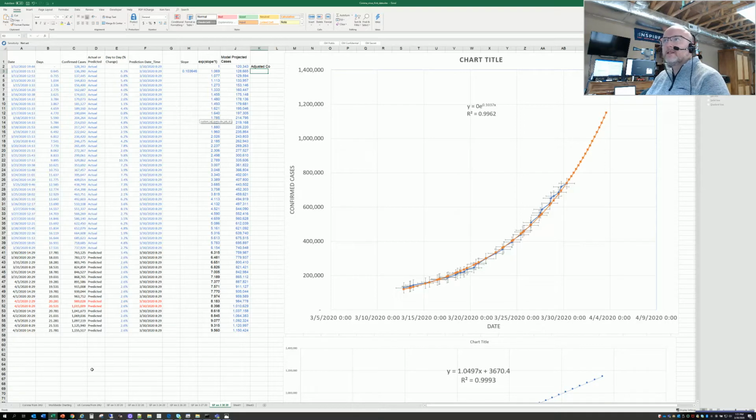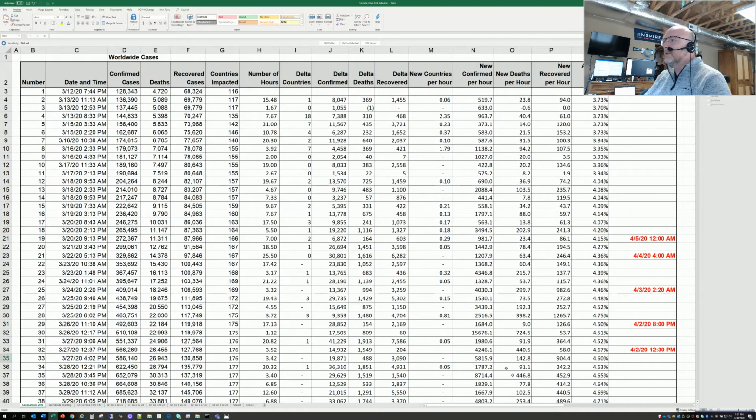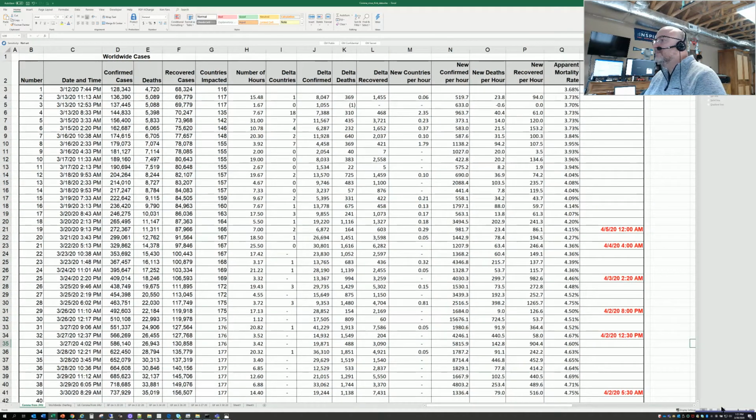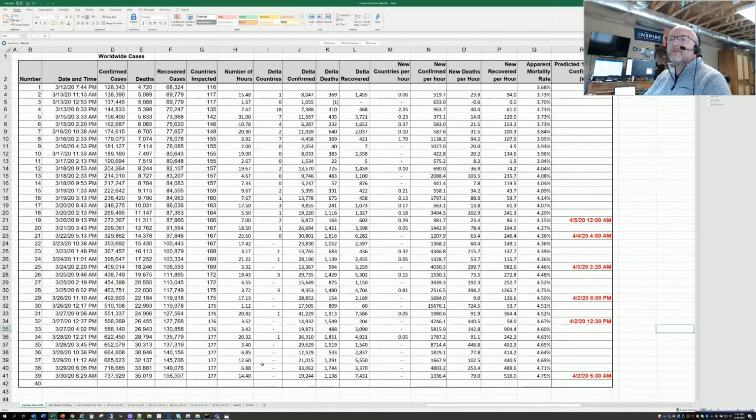So if we look at where we are today with the data from the Johns Hopkins website, we can see that through 3:30, the projection of the millionth case now is down to April 2nd at 5:30 a.m. The first time I did the projection back on 3:20, it was on April 5th. So that has changed over the course of 3 days and coming sooner, which means that there are more cases being established worldwide than there were back at 3:20.